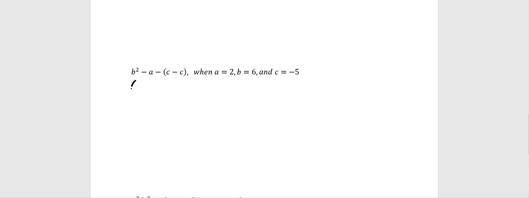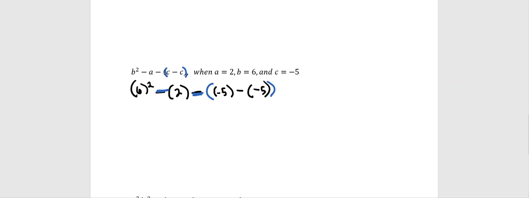So my b is 6, which I will square. My a is 2, which is being subtracted from the b squared, minus, and here again, I'm just going to make it clear these are my operations. So in parentheses, that's these parentheses here, I'm going to do c minus c. So that's going to be negative 5 minus negative 5. So we've done all our substituting.